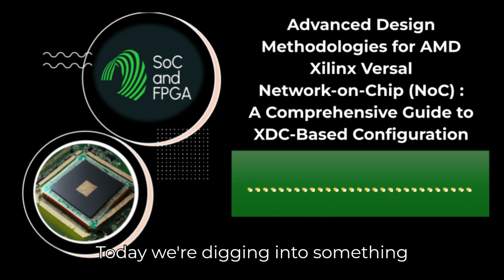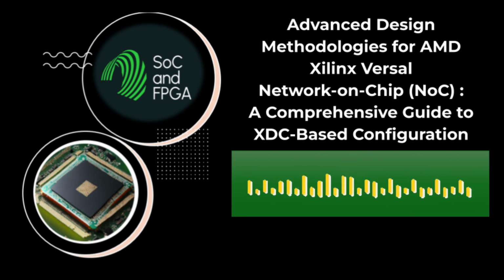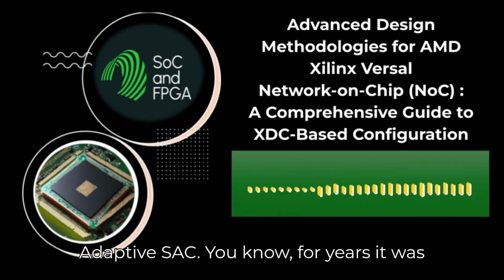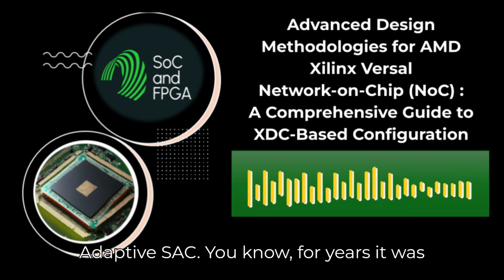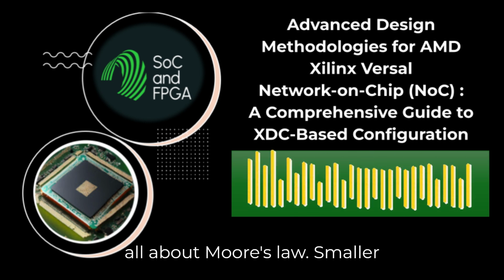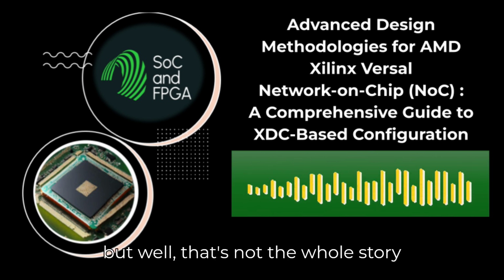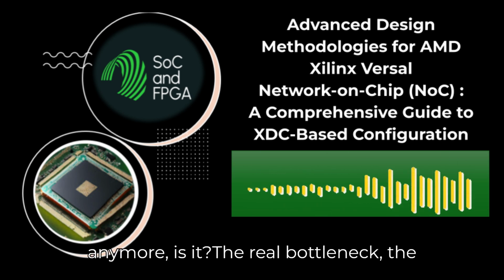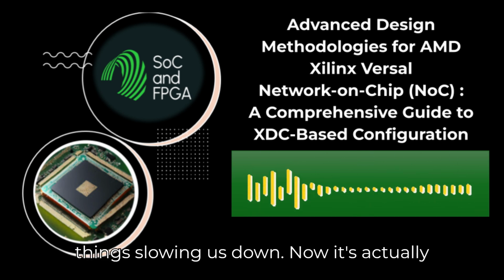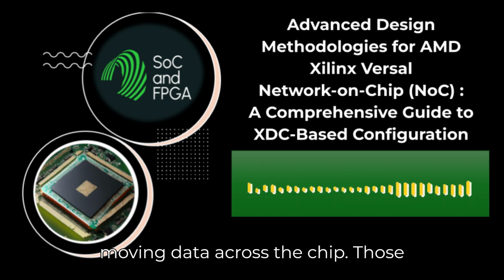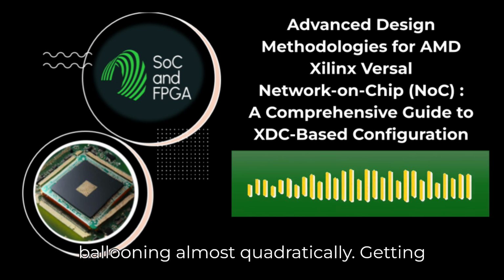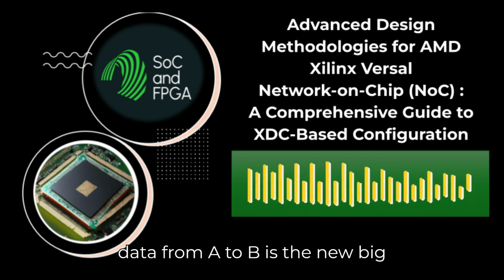Today, we're digging into something fundamental in high-performance chips, the architecture of the AMD Versal adaptive SoC. You know, for years, it was all about Moore's law. Smaller transistors meant faster chips. Simple. But that's not the whole story anymore, is it? The real bottleneck, the thing slowing us down now, is actually moving data across the chip. Those interconnect delays are just ballooning, almost quadratically. Yeah. Getting data from A to B is the new big challenge.